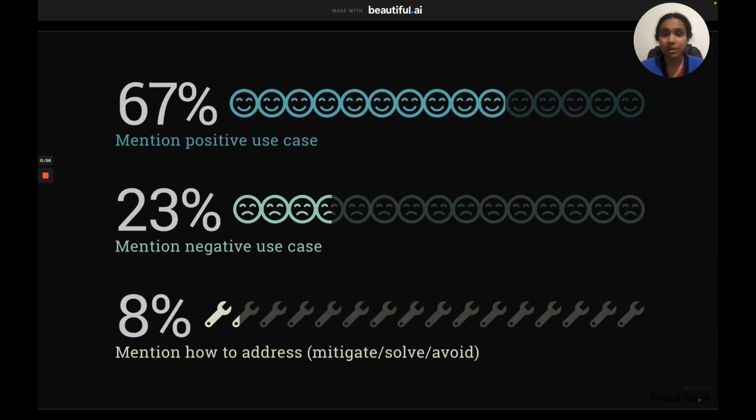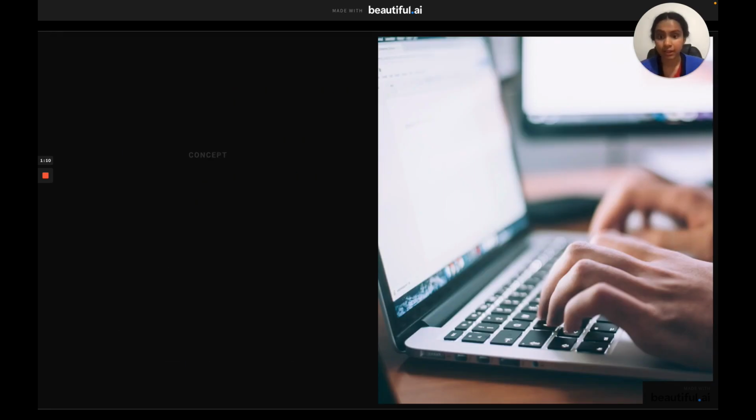In fact, in terms of positivity bias, a survey of 2020 RoBERTa impact statements found that 67% mentioned positive use cases, whereas 23% only mentioned negative use cases, and 8% only mentioned how to address the mitigation, solving, or addressing strategies for any negative impact.